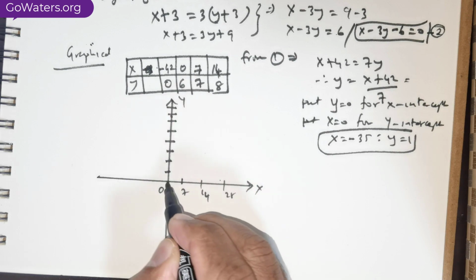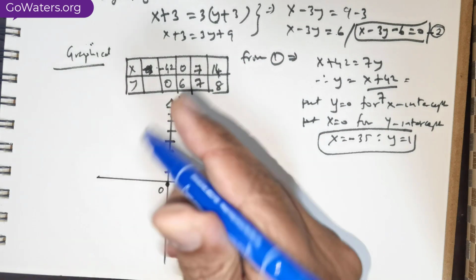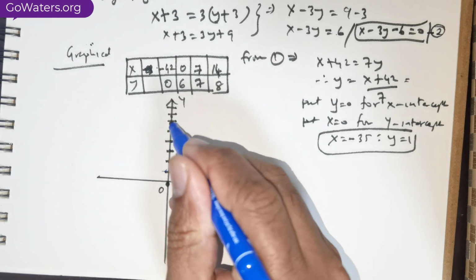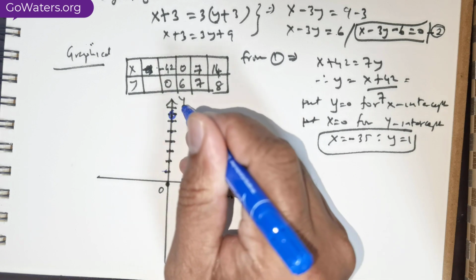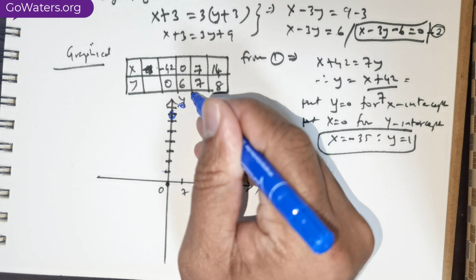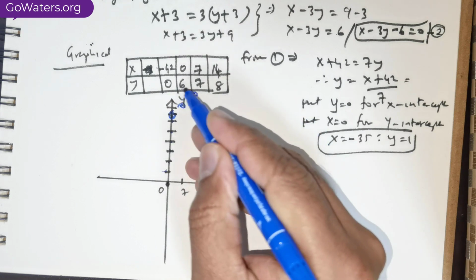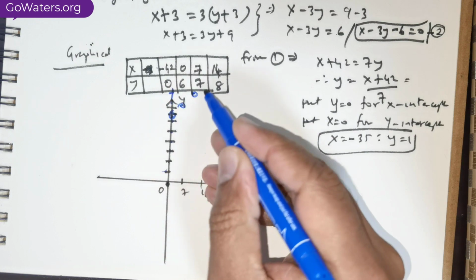So when x is equal to 0, I am hitting here 6. So 0, 1, 2, 3, 4, 5, 6. So this will be a point. When x is equal to 7, it's going to be 7. I'm hitting here. When x is equal to 14, it's going to be 8. So this will be 8 here, right? I'm not being specific, but I'm just giving you a representation.